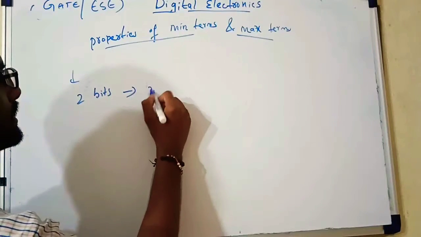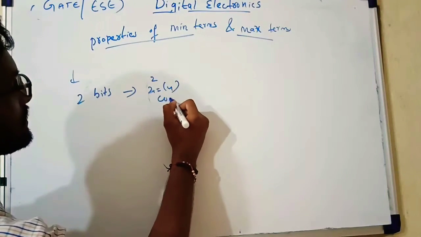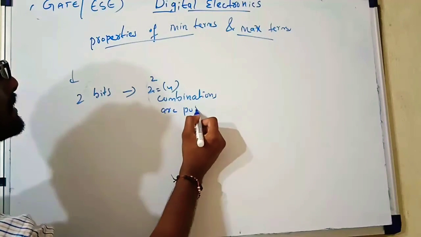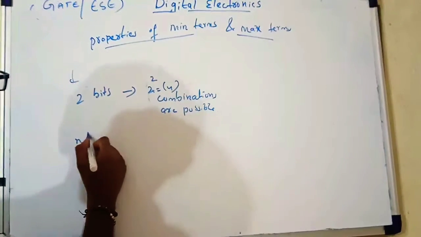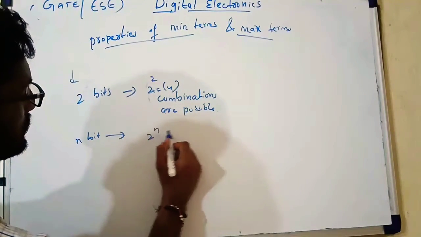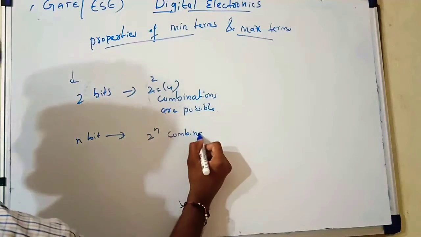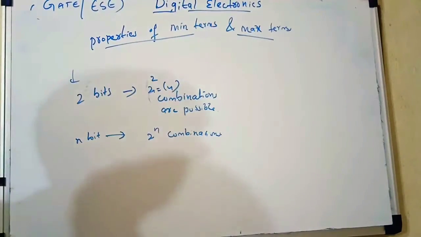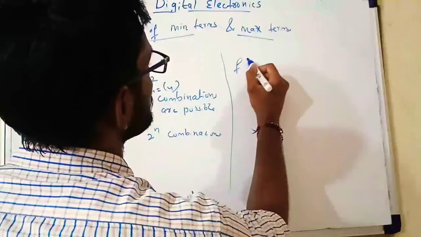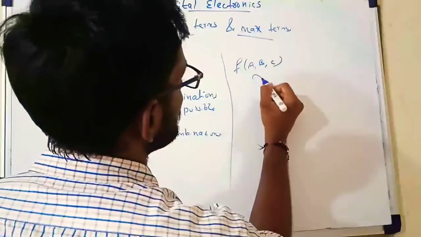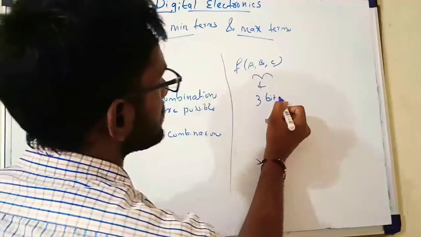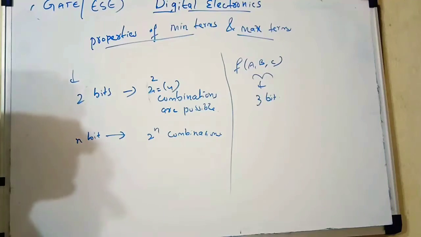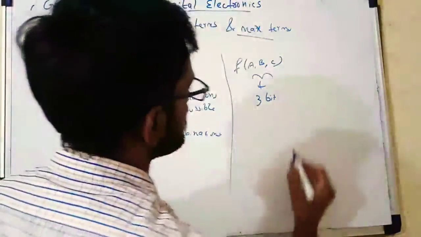totally 2 square equal to 4 combinations are possible. That means for n bit, total 2 power n combinations are possible. So, in any expression, let us take an expression f of a comma b comma c. Here f of a comma b comma c is nothing but 3 bits. Totally there will be 8 combinations. In 8 combinations there may be 2 minterms or 3 minterms or 4 minterms. Now let us see that.